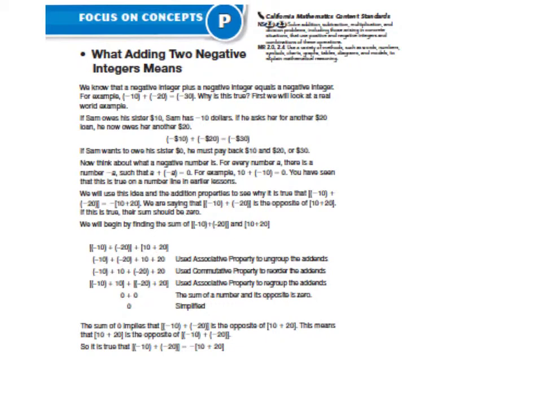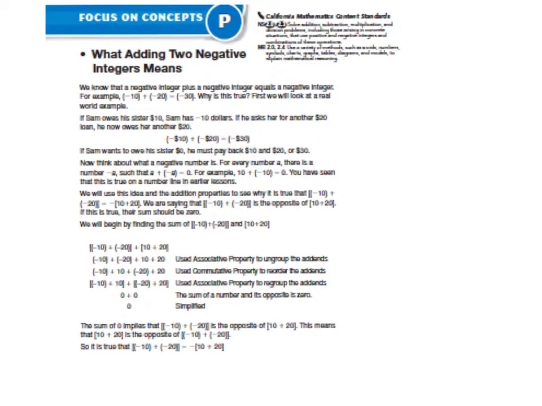We have Sam who owes his sister $10. We represent that as Sam having negative $10. In other words, he's missing $10, or he owes his sister $10. If he asks her for $20 more, now he owes another 20, so negative 10 and negative 20 make negative 30. He now has 30 missing dollars, or his sister is missing $30. If Sam wants to owe his sister nothing, he must pay back 10 and 20, or 30.